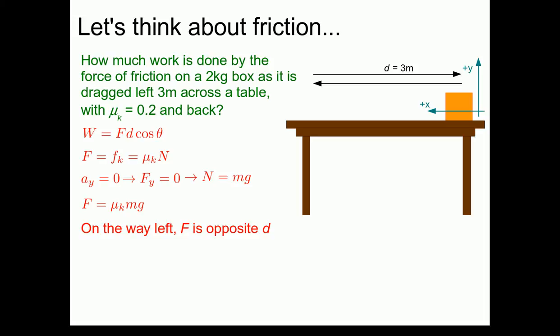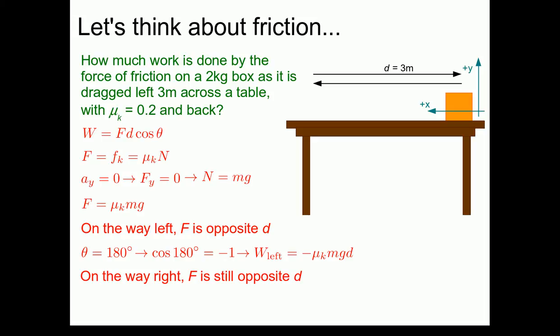As the box is dragged to the left, the force of friction is opposite the displacement. Thus, the angle between them is 180 degrees. The box is moving to the left, but the force is opposing the motion. The angle between them is 180 degrees. The cosine of 180 degrees is, once again, negative 1. And so the work done by the force of friction as it moves to the left is minus μk mgd.